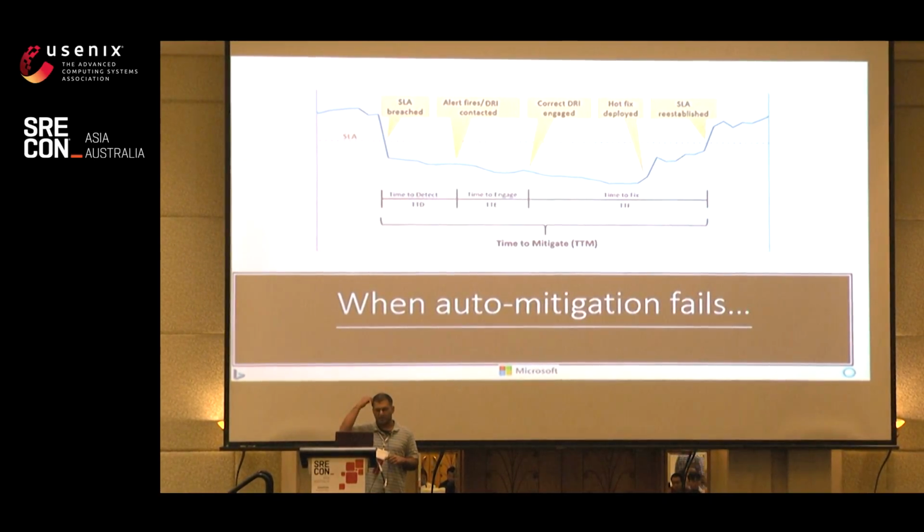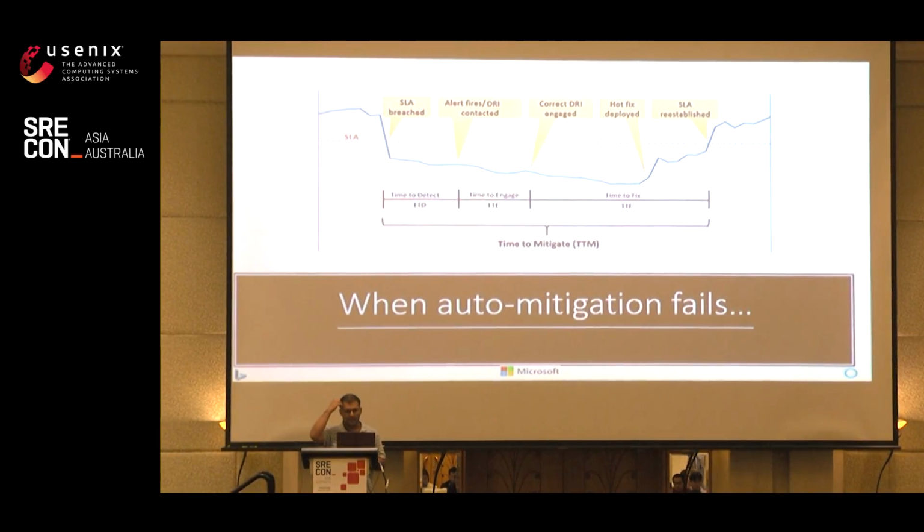This is a chart I picked up from one of our internal documents. It's probably an 8-year-old document. There's a bunch of problems. One, it says SLA here. It's actually not SLA. And when we say DRI, what I mean is designated responsible individual. The person on call is what I talk about.